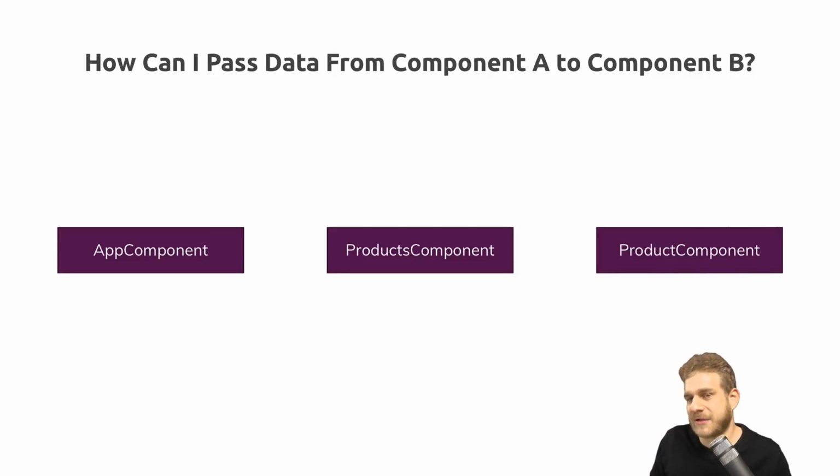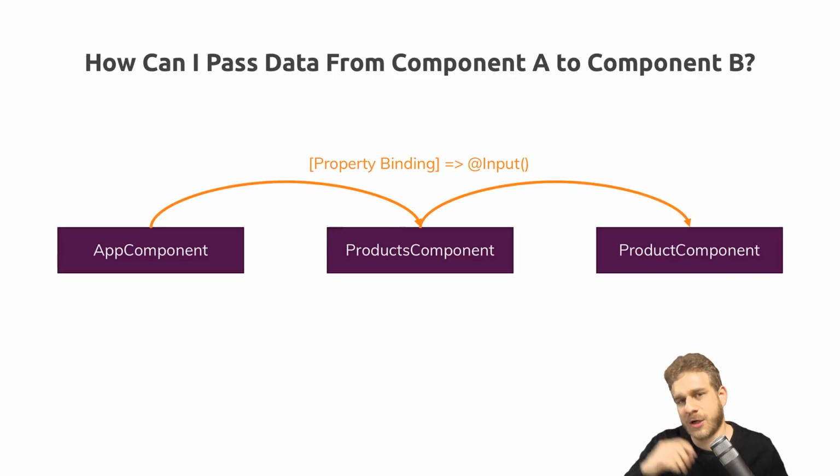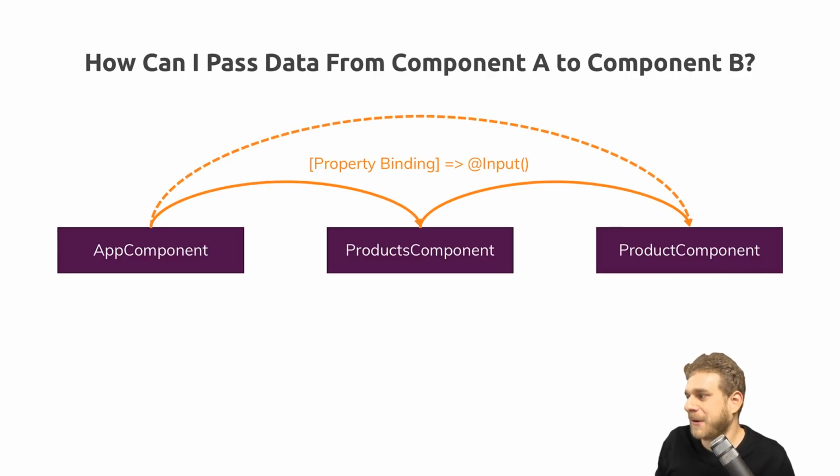Now, one easy way to pass data around is by property binding. With that input and so on, you pass data from app component to products component, and maybe then data from products to product component. Property binding is only possible from parent to child component, so only one level at a time. Therefore, reaching out from app component to product component is not possible.